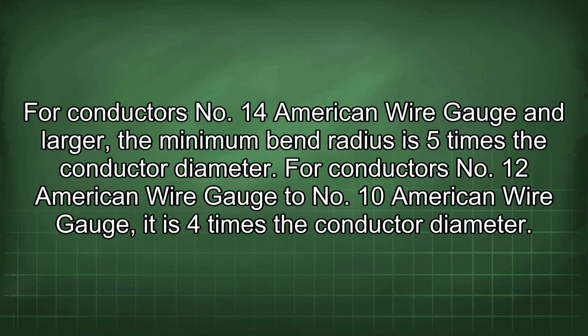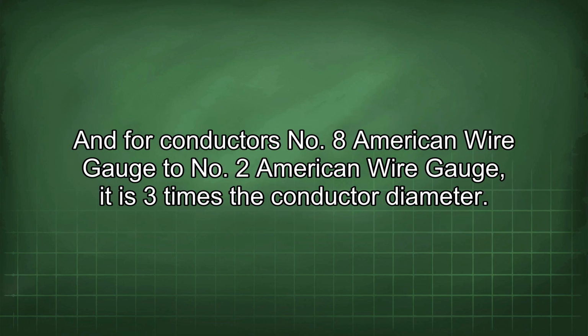For conductors No. 14 American wire gauge and larger, the minimum bend radius is 5 times the conductor diameter. For conductors No. 12 American wire gauge to No. 10 American wire gauge, it is 4 times the conductor diameter. And for conductors No. 8 American wire gauge to No. 2 American wire gauge, it is 3 times the conductor diameter.